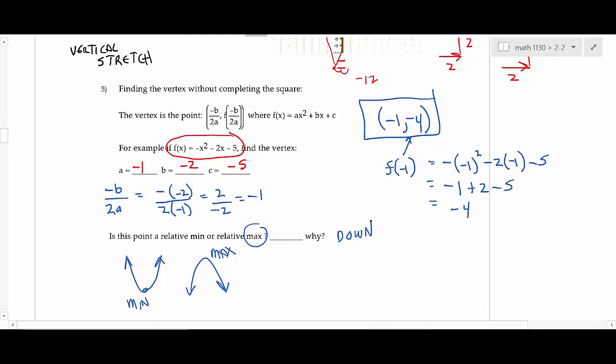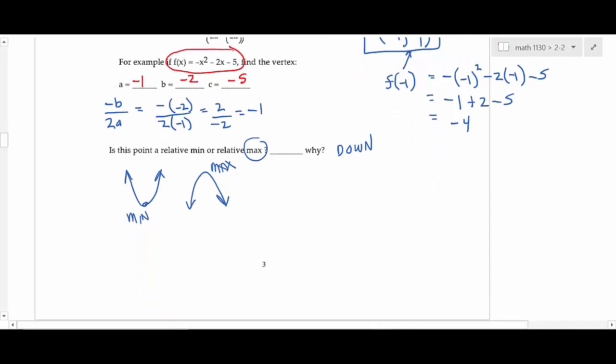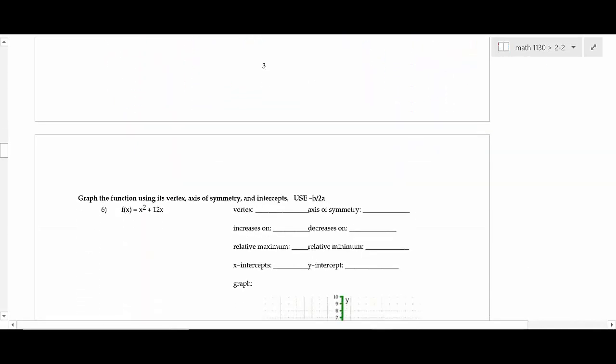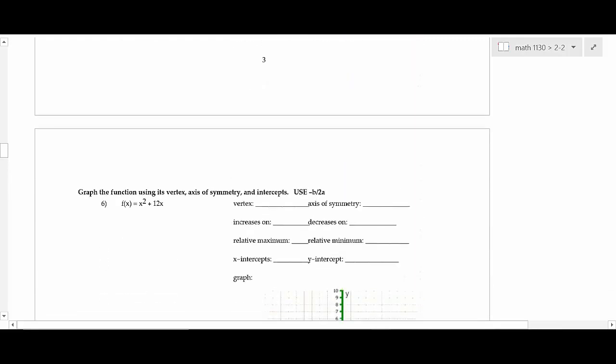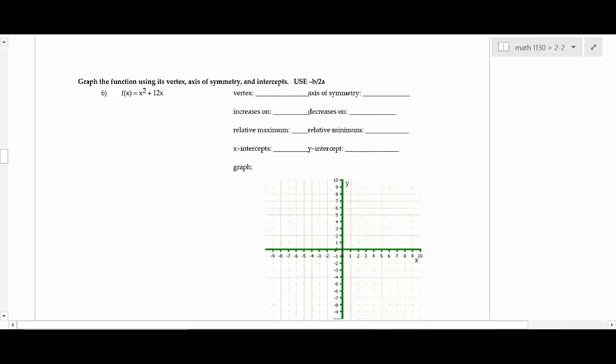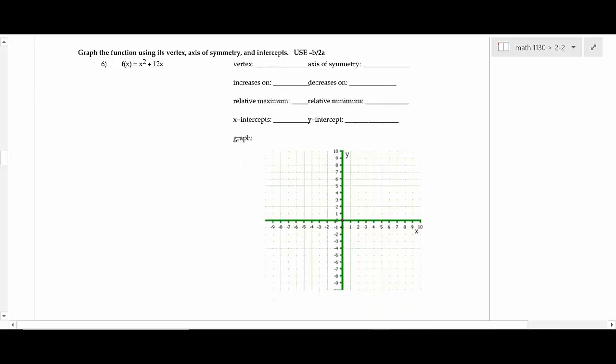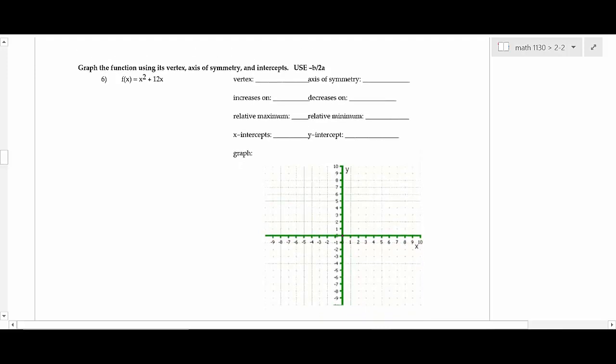Okay, everybody with me there? Okay, so those are the two ways to do the vertex. I want to go through and we'll do a couple more things here. I want to do one more of these with the vertex using negative b over 2a. Okay, and this one we're going to do a little bit more work on.